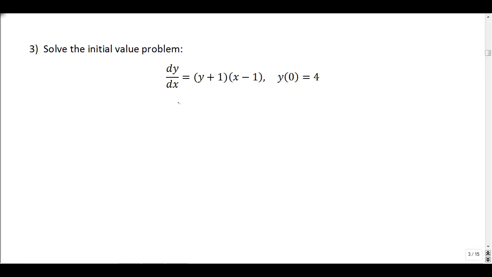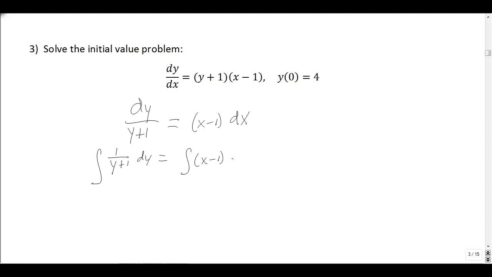So what I'm going to do is put everything with a y on one side, everything with an x on the other. So I'm going to get dy. I can divide the y plus 1 to the left, and then the dx is going to go to the right here, and I'm left with an x minus 1 dx. So I'm just separating this, taking the dy dx there and treating those like a fraction essentially. And then I can integrate both sides. So I get 1 over y plus 1 dy equals the integral of x minus 1 dx. And then we're going to integrate both sides.